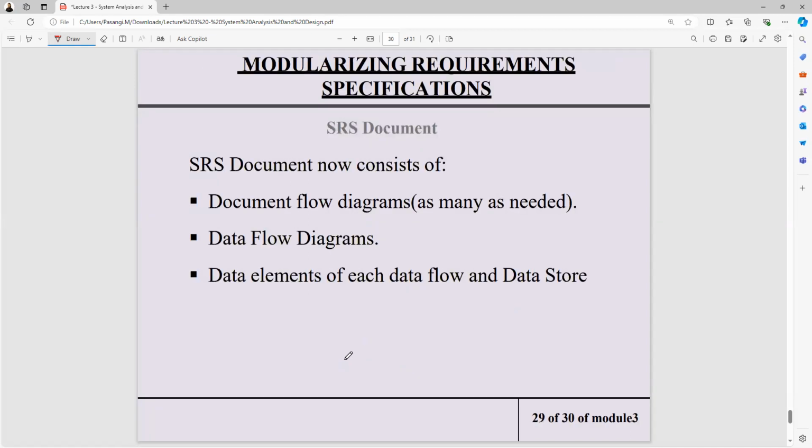Then we have the modularizing requirement specifications, that is the SRS documentation. So this SRS document consists of the document flow diagrams as many as needed, and not only that, it includes the data flow diagrams as well. First, it includes the document flow diagrams, then the data flow diagrams, and then at last, it includes the data elements of each data flow and data store. So here we have the SRS documents.